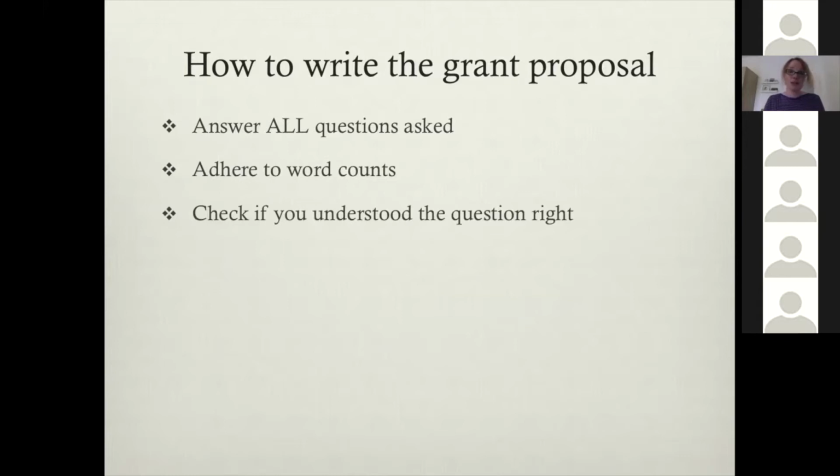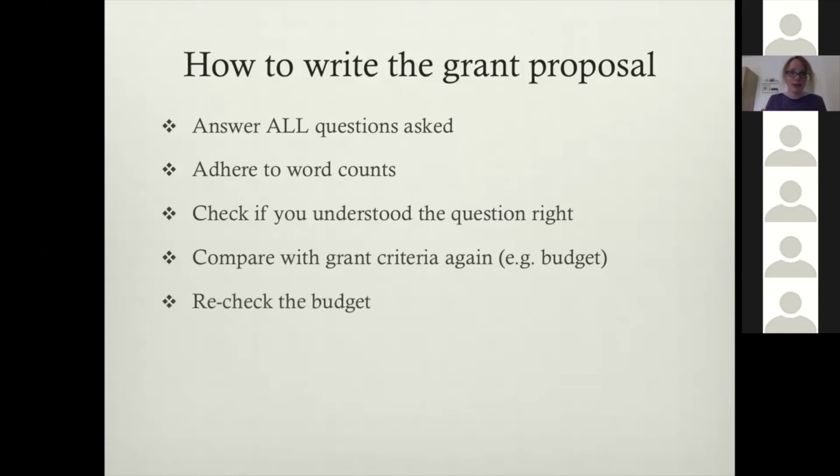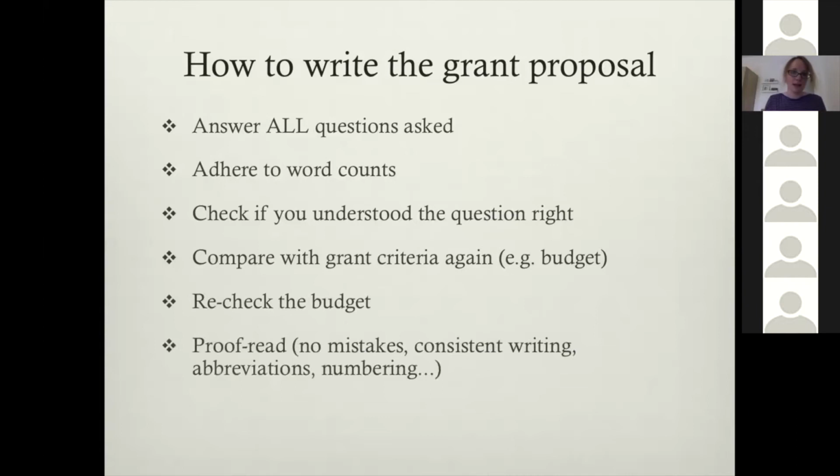Check if you understood the question right. For example, if you're not a native English speaker, maybe ask somebody, is that really what they mean? Because if you misunderstand the question, that's also not great, and that would be a shame. Compare with the grant criteria again. I can't emphasize that enough. For example, if the grant is for up to 5,000 euros and you write down 7,000 euros, they will immediately put your application in the bin. So double check. Recheck the budget, that everything's correct, that you didn't make a calculation mistake.